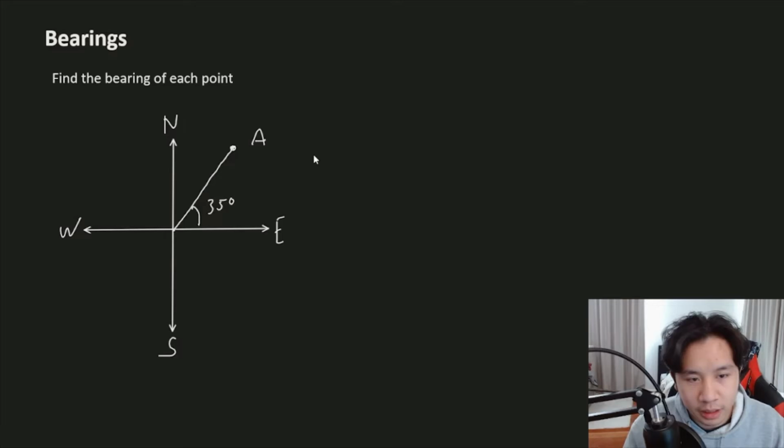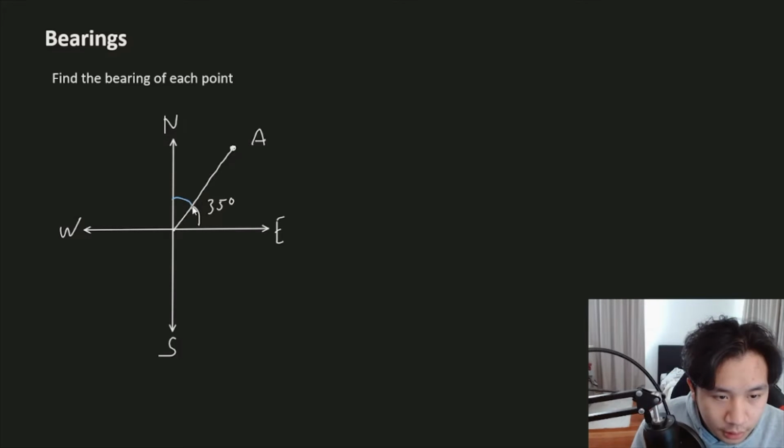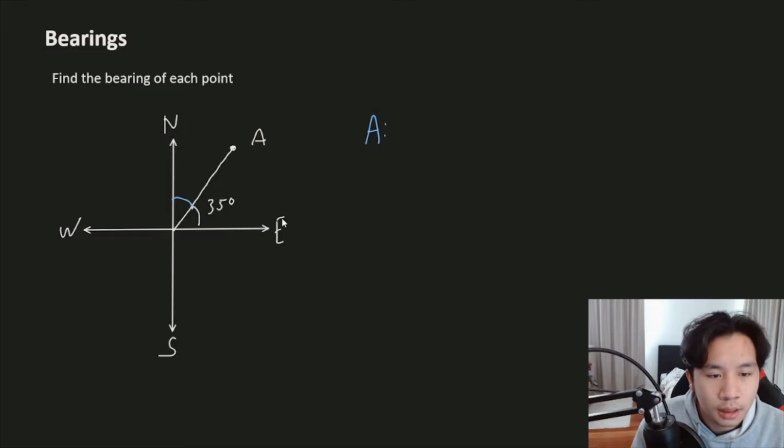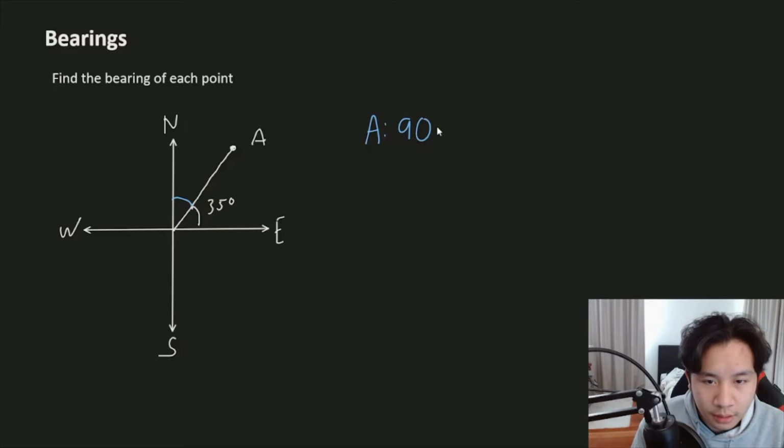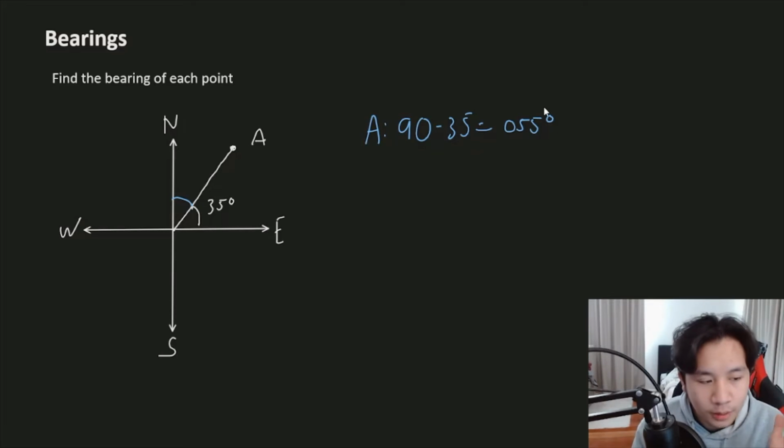So here we're asked to find the bearing of each point. To find the bearing of A, you have to remember that it starts from the north and then it goes clockwise. To figure out what this angle is, you know that all of these angles add up to 90 degrees because it's a right angle. So you can just do 90 minus 35, and you should get 55. Sorry, not 55, 055 degrees, because remember, they always have 3 digits.